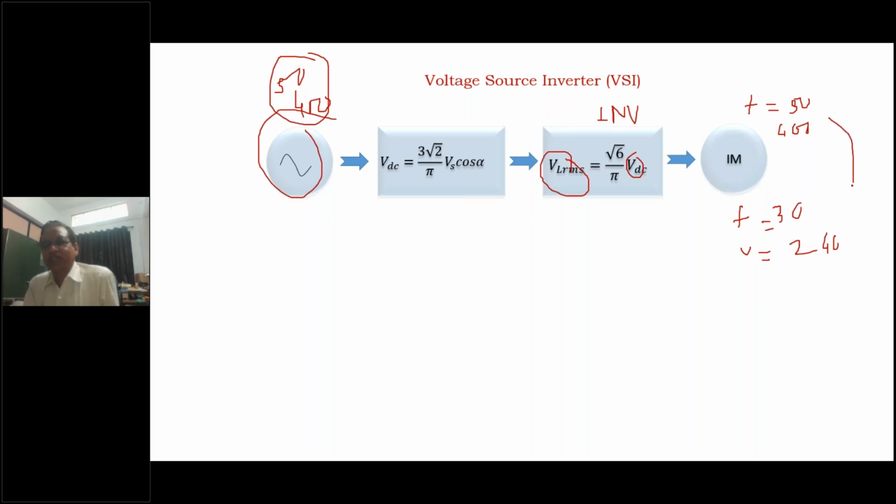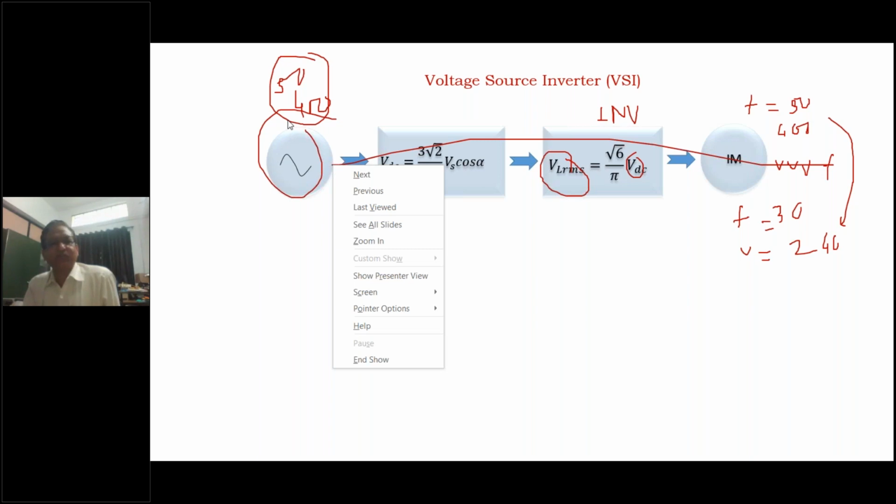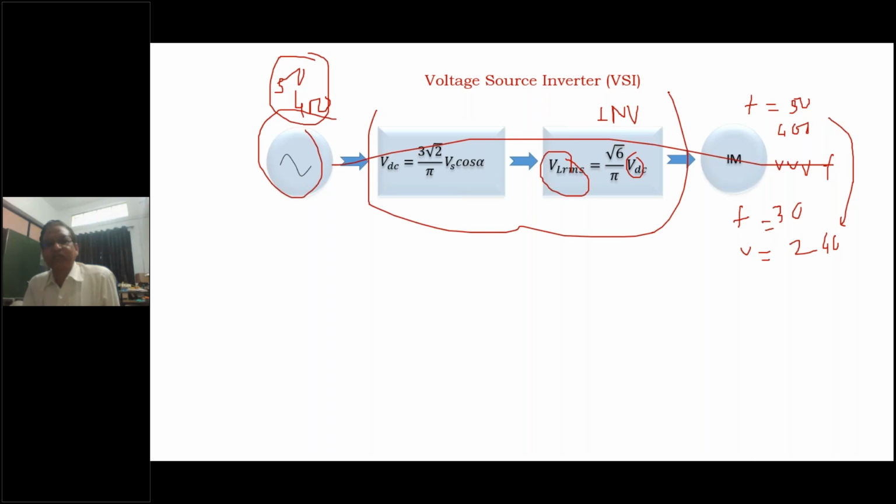So this is variable. This side is a variable voltage and variable frequency, and this side is a fixed voltage, fixed frequency. This is the thing which we are going to use to convert from fixed voltage, fixed frequency to variable voltage, variable frequency. The inverter is going to control the frequency, and this is an AC to DC converter.